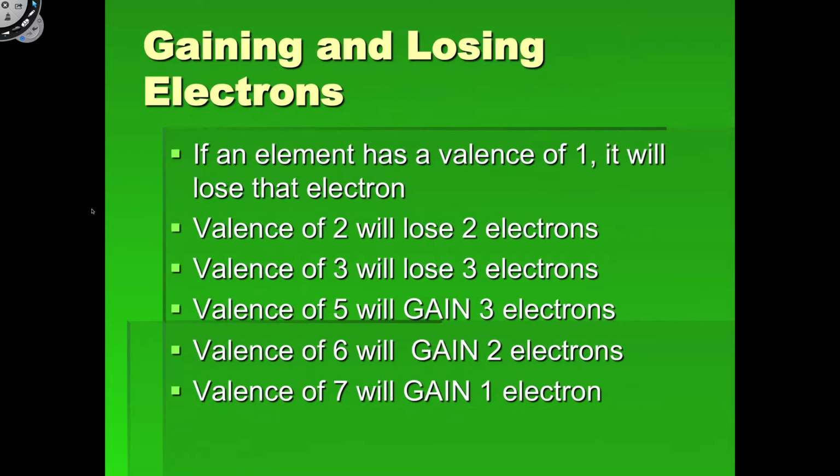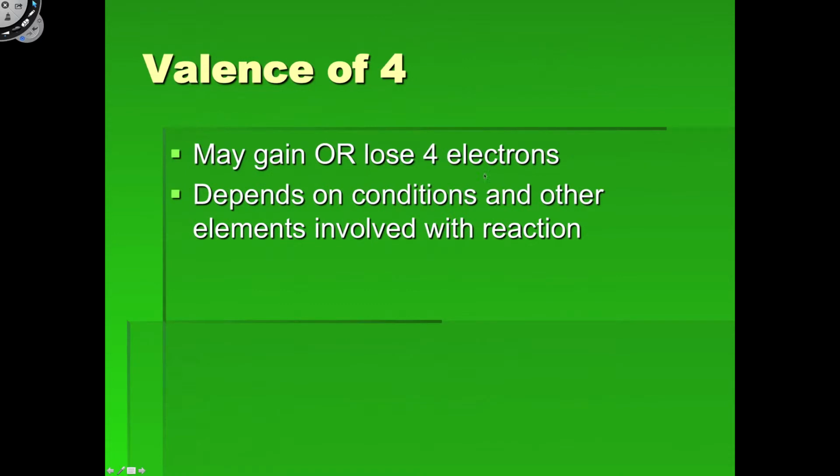So if you have a valence of 1, you want to lose that 1 electron and drop down to the next full shell. If you have a valence of 2, you're going to want to lose 2. Valence of 3 is going to lose 3. Valence of 5, remember the magic number is 8. So if you have 5, you want to gain 3 to make that total 8. If you have a valence of 6, you want to gain 2 to make the total 8. And if you have a valence of 7, you want to gain 1 to make that total 8. It's harder to see with the elements that lose electrons, but when you look at the electron configuration, you'll see what I mean.